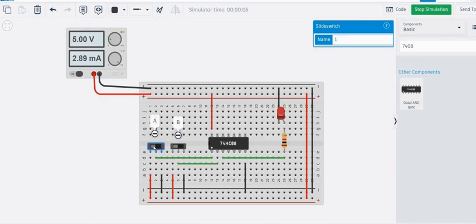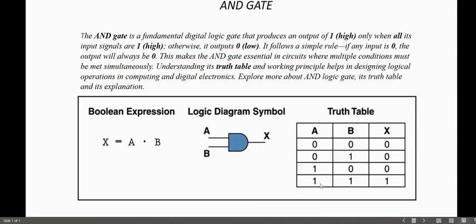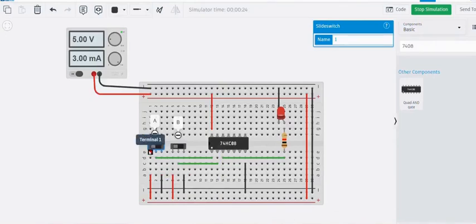You can observe here in the slide switch, this is a switch to turn on and off. If the slide switch is to the left side, then it is on, meaning 1, and if the switch is to the right side, it is considered off. Now let us turn on both of them, then the LED is on. To verify the truth table, when both inputs are high, the output is high. So the LED is glowing.